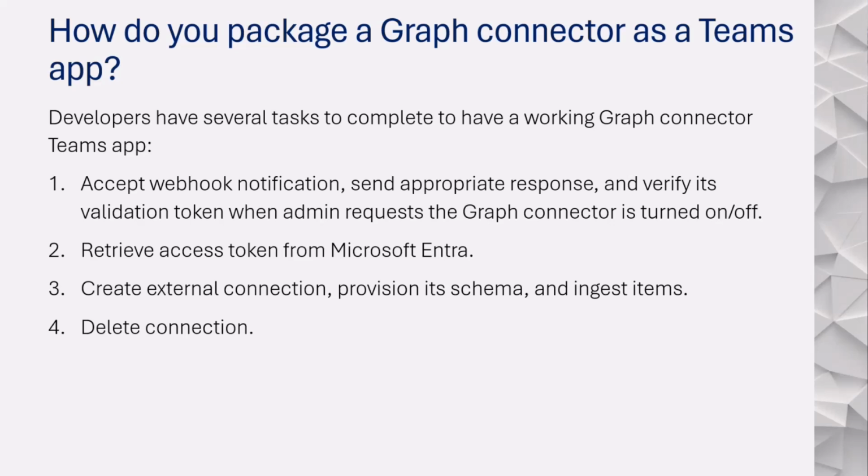When you create the connection, you have to include what we call a Graph Connectors ticket and a connector ID, which are two fields that are in that initial webhook notification that you received. Once you've done that, you go and provision the connection schema and begin ingesting items. On the flip side, if the admin had requested for the connection to be deleted, you need to go ahead and delete that connection once you've handled the notification, validated the token, and done all of those tasks.